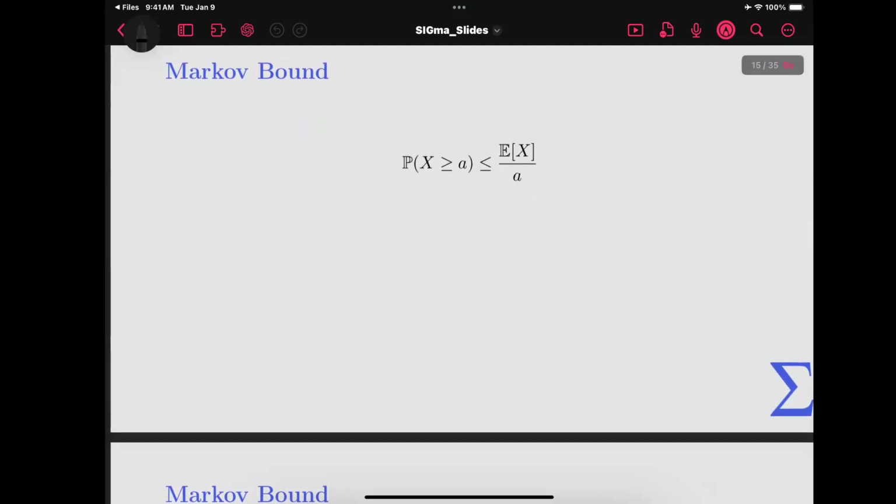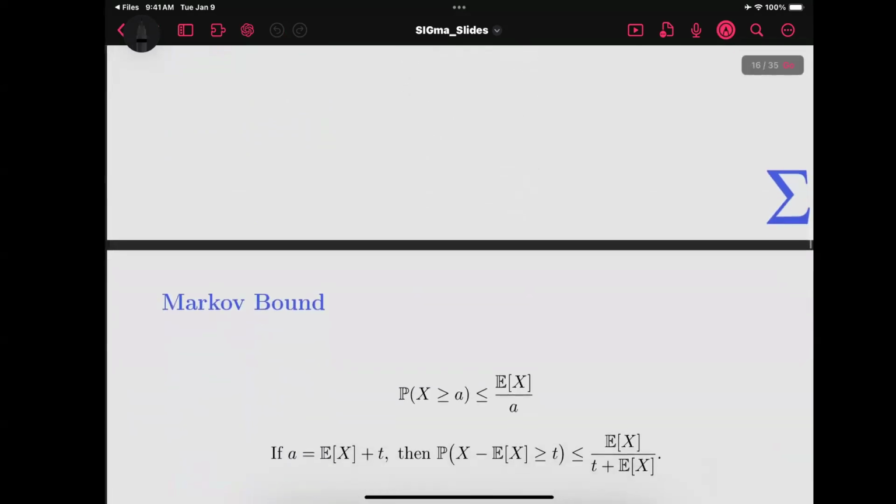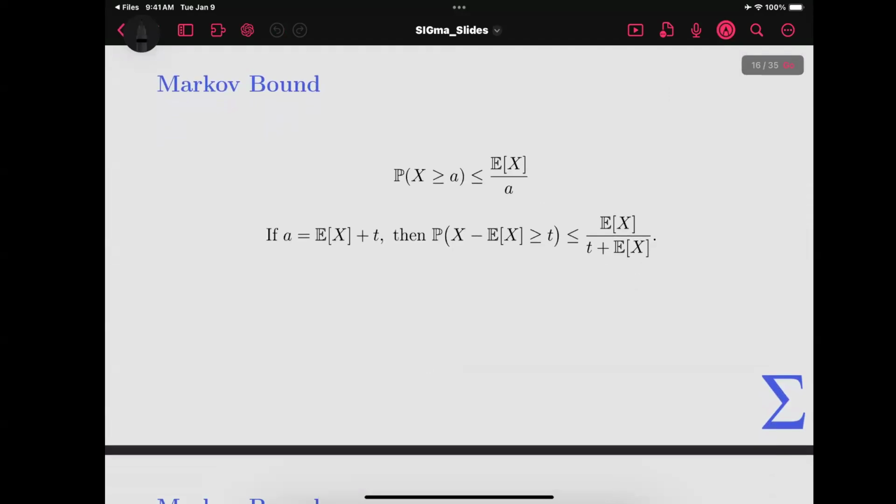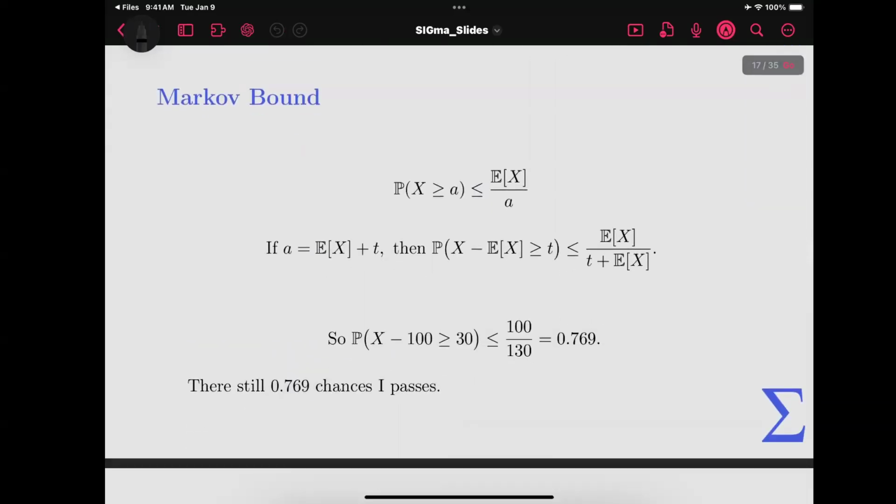The Markov bound states that the probability of x bigger than alpha is smaller than the expected value of x divided by alpha. The proof is pretty easy, but I don't want to go into it. If you apply it, you can just change alpha into the expected value of x plus t. You plug it in and divide, and in our case, this is our expected value, and our t is 30.